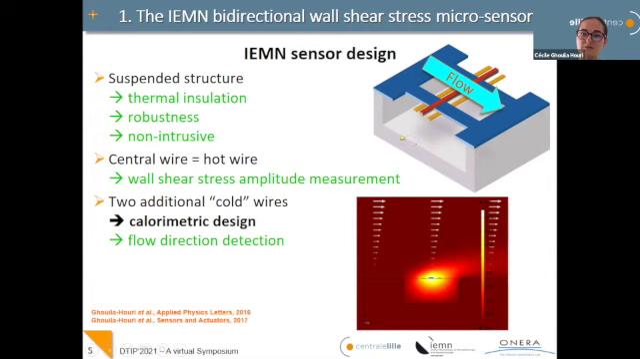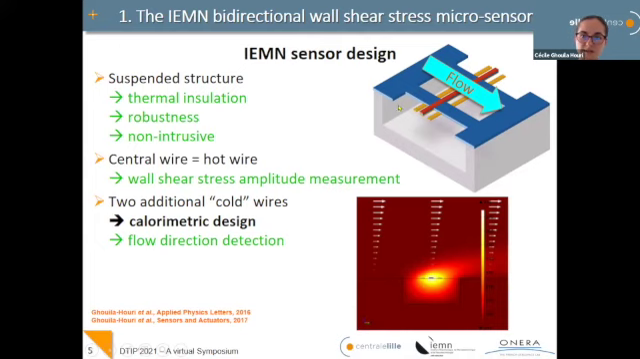For mechanical robustness, we added perpendicular micro bridges made of silicon dioxide, which is a thermal insulator. Then the wire can be long without being fragile. And of course, since it's embedded in the wall, it's non-intrusive. In red, you have the hot wire, also called a heater in the literature, which is the heated wire used for measuring the wall shear stress amplitude.